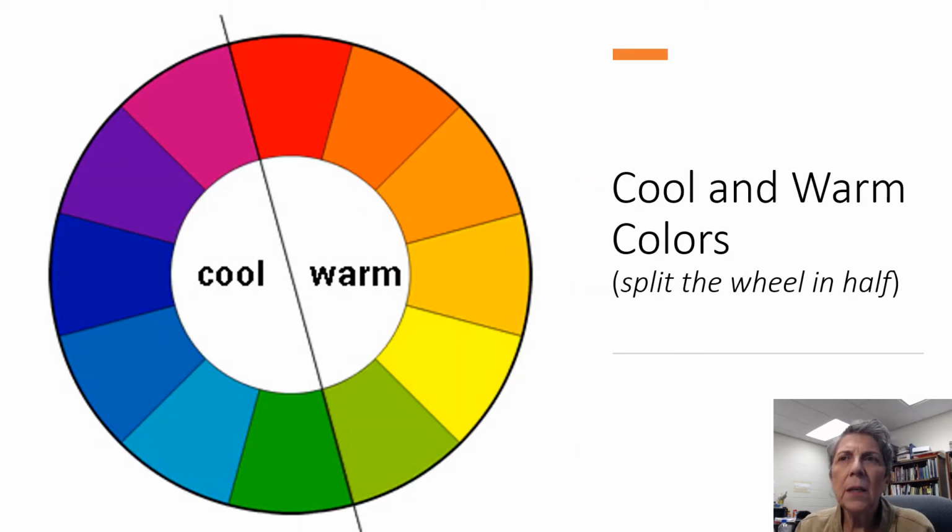Now, you take the color wheel, and this is the system. If you separate that color wheel in half, this half is the warm side.